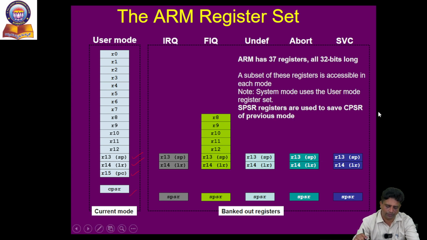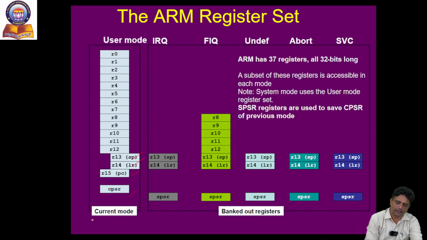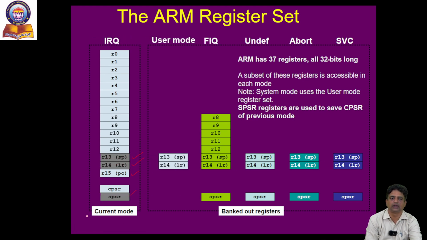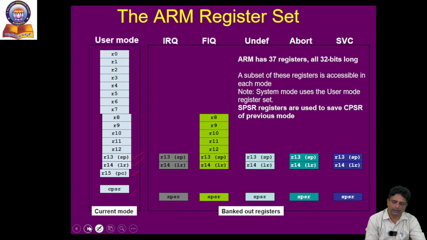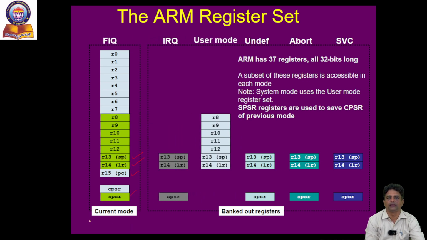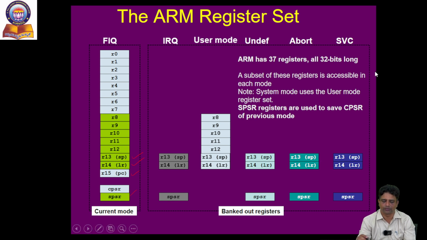Suppose we shift from one mode to another mode, we can see what registers are getting highlighted here. So we will be having only R13, R14 and SPSR, saved program status register, operating in this. If we see FIQ mode, what happens in this? Along with SP, LR and SPSR, R8, R9, R10 and R11 to R12 are being utilized for the operations. So we can see the statement saying a subset of registers is accessible in each mode here.